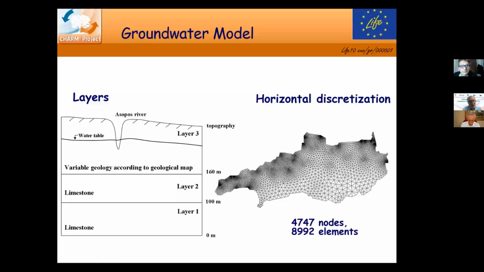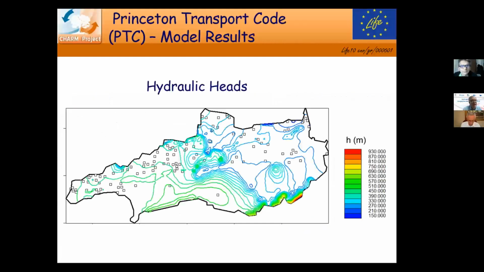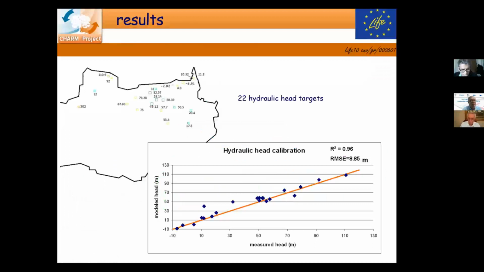4,747 nodes and 8,992 elements. These are the first results that we got regarding the hydraulic heads, the behavior that we were expecting, based on the conceptual model that we had created. And in order to verify the measurements against the model values, we also did a kind of hydraulic head calibration. As you can see, we had an R-square of 0.96. And these are all the locations that we concentrated on.